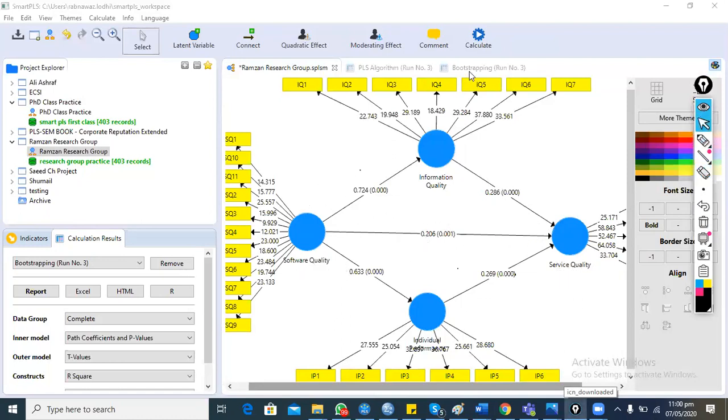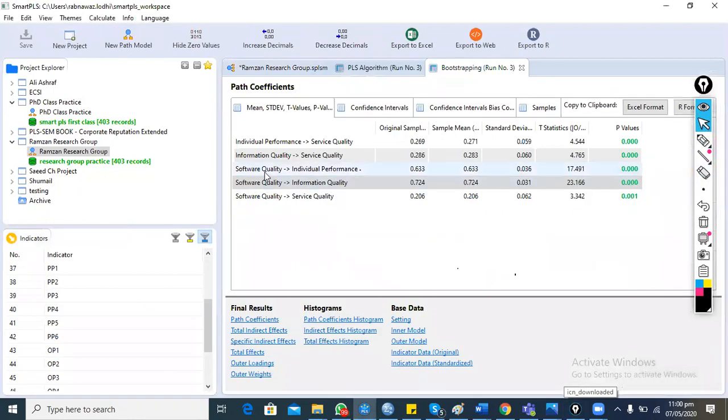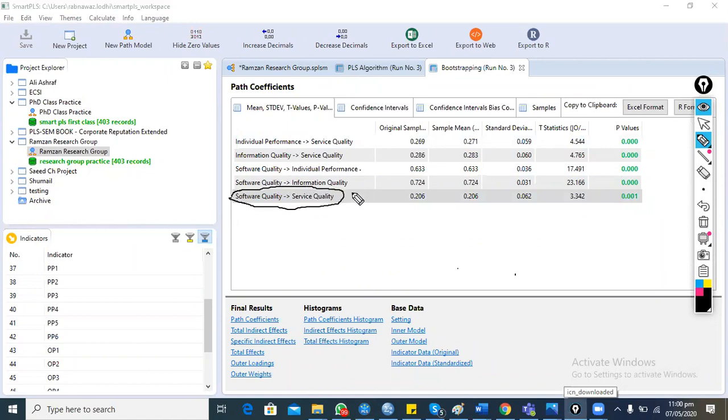Now we need to check in the table the impact of software quality on service quality. This one is the last one. So this is the direct relationship in our mediation model. The rest of the relationships are indirect, but the software is not showing the indirect relation in this path coefficient area. We need to go to this particular option, specific indirect effect.